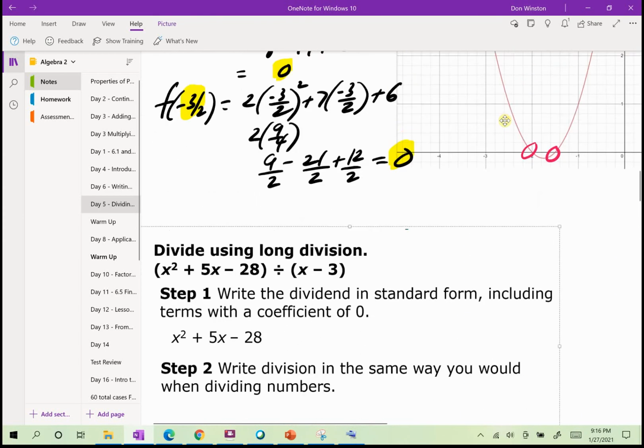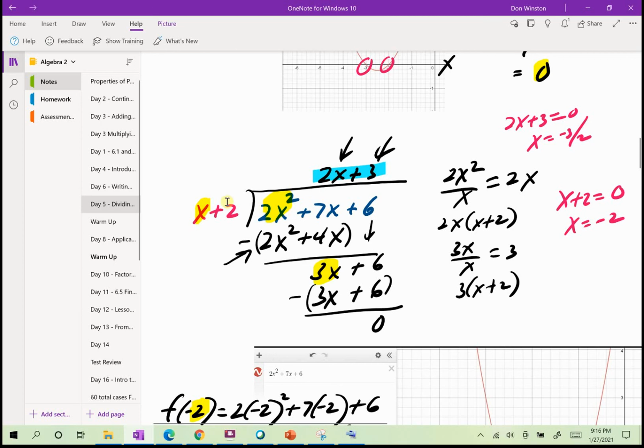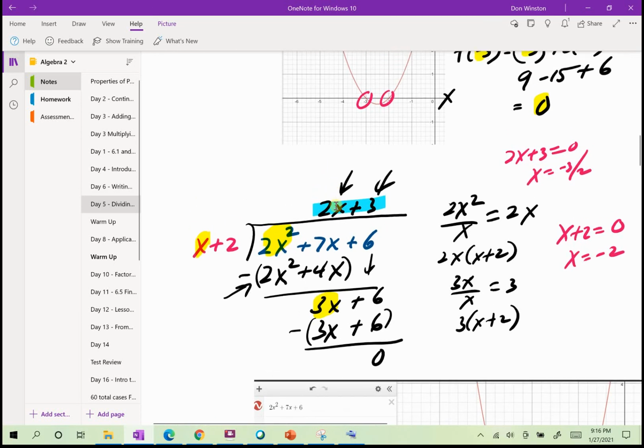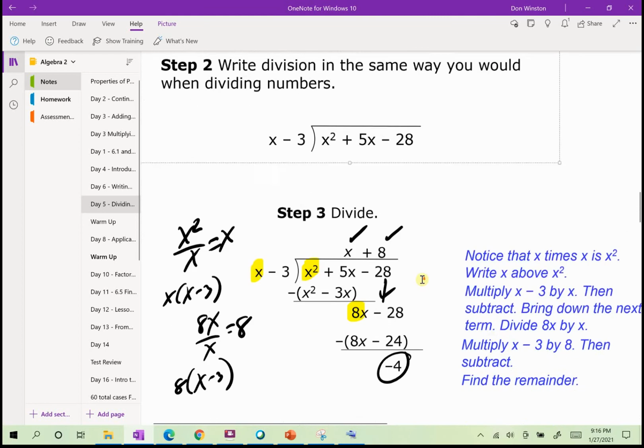And I'll show you what I mean. Here I took 2x squared and divided by x. I got my quotient starts with 2x. My quotient is always 1 degree less than what I started with. Very important point. 1 degree less.